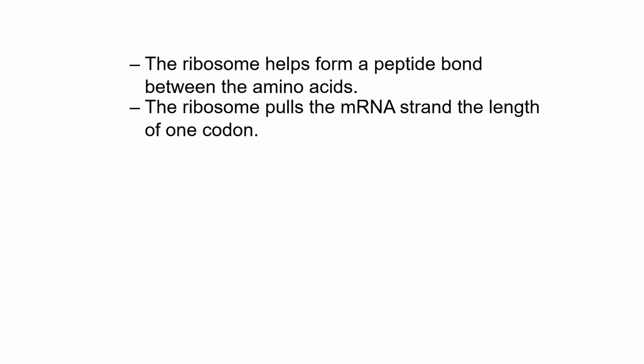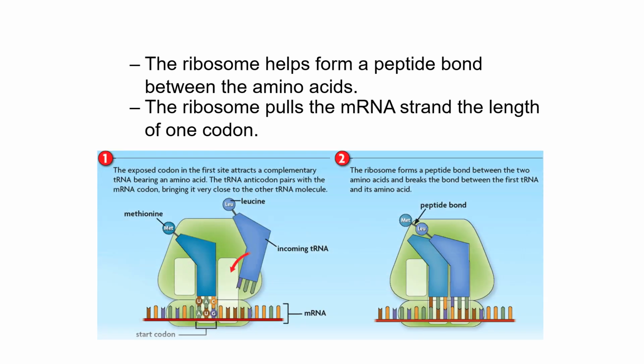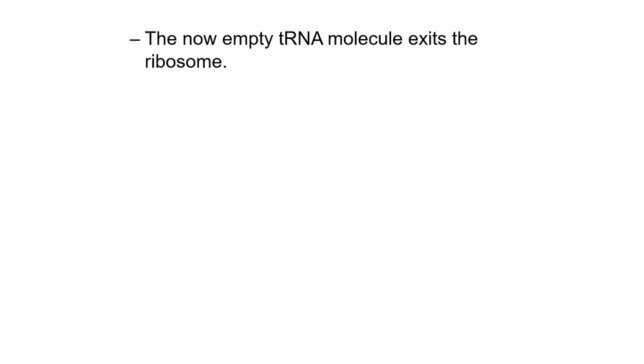So the ribosomes help form the peptide bond between the amino acids, and the ribosome pulls the mRNA strand the length of the codon. So you can see down here the same process is happening. We have the start codon, the transfer RNA coming in, it's bringing the amino acid, and then the new one's coming in and they connect together. All right, so it's very much like an assembly line in a factory.